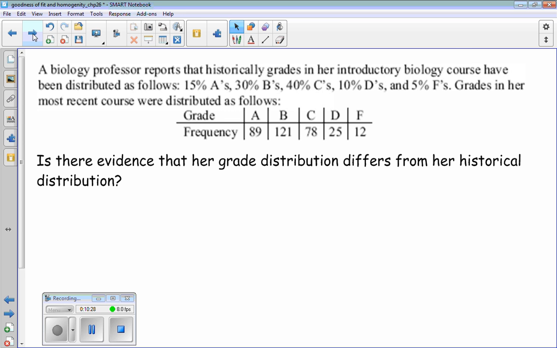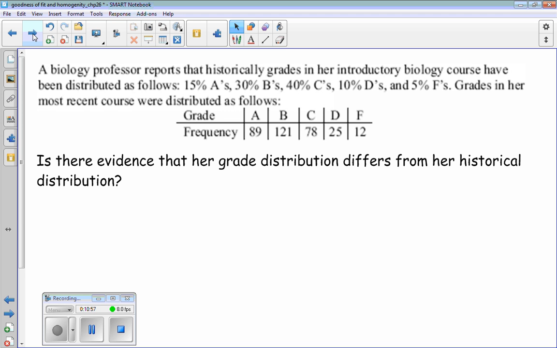There's our first example that we're going to look at. I have a biology professor who reports her historic calculation of grades has this distribution: 15% of the class usually has A's, 30% B's, 40% C's, 10% D's, and 5% F's. However, this is the distribution in the most recent course. Is it different from her historical distribution?